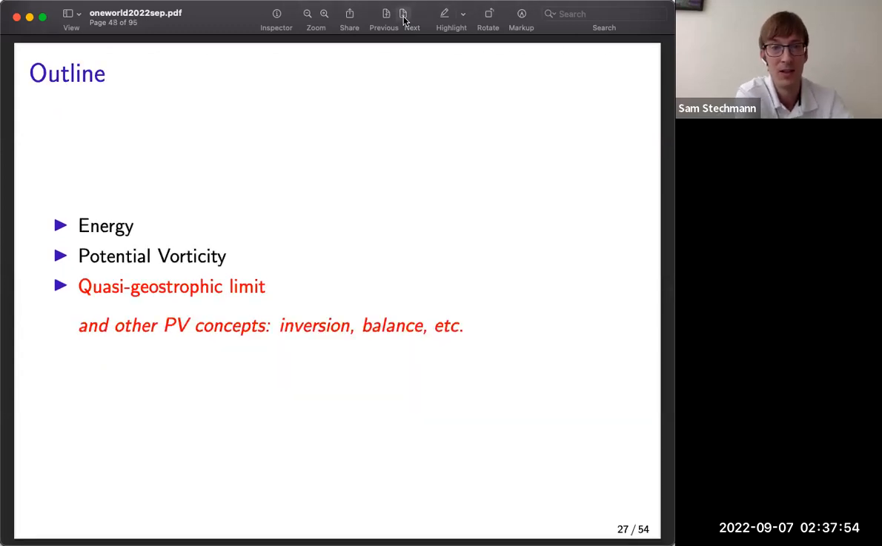Okay, so that's the second part, the part on PV, and that brings us now to the third topic, the quasi-geostrophic limit. And it's not totally disjoint, it actually brings in PV again, and it brings in the other types of PV concepts like PV inversion and balance.